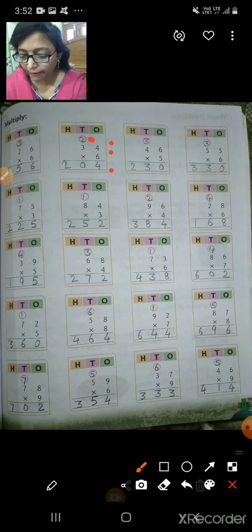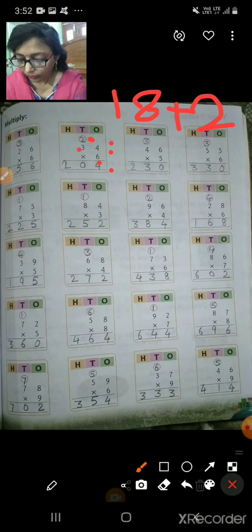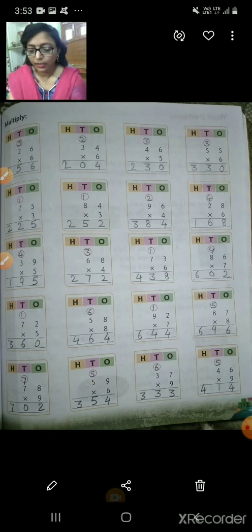Again we will start from 6 threes are 18, and the number 2 we will add here in 18. So 19 and 20. So here we will write 20. So 2 you will write at the 100s place, 0 you will write at the tens place and 4 you will write at the ones place. Like this you will solve all the questions on this page.